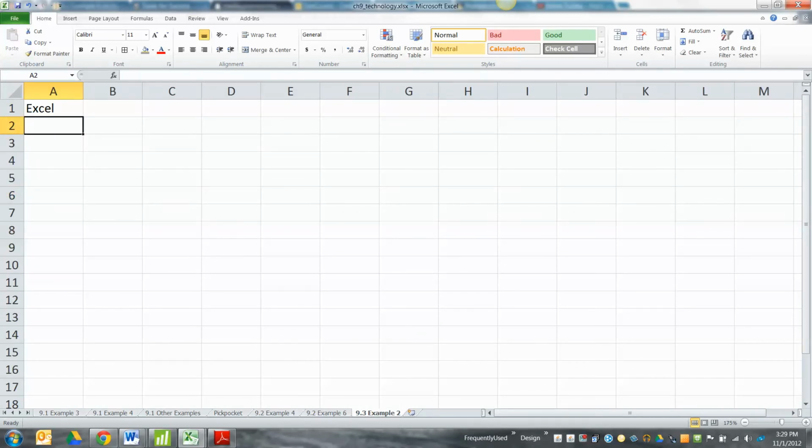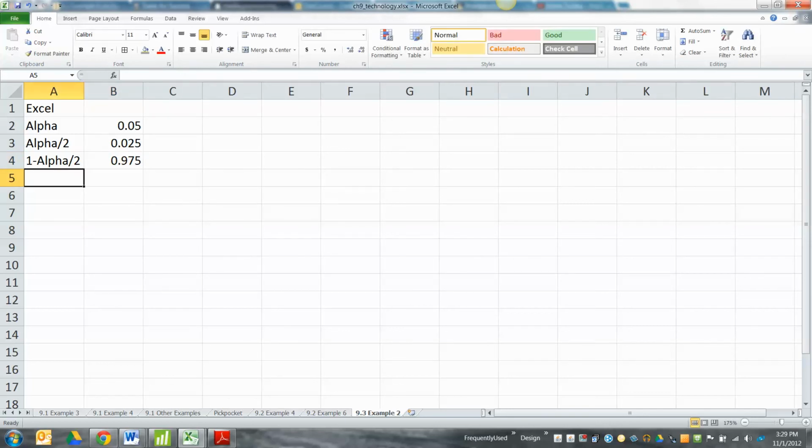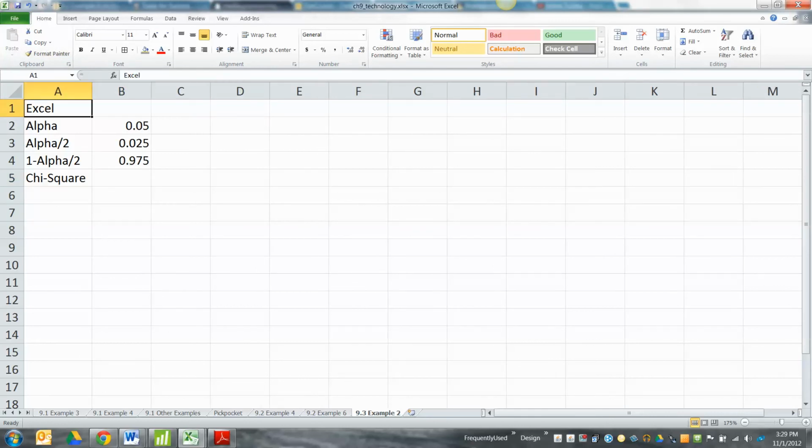Okay, so remember that alpha was equal to 0.05. No, you don't have to do this. I'm just trying to organize our lives here so we don't forget. 0.025. So 1 minus alpha over 2 is equal to 1 minus that value, which is 0.975. Okay, when we want the chi distribution, I can never remember how to do both of these. All right, so equals chi.